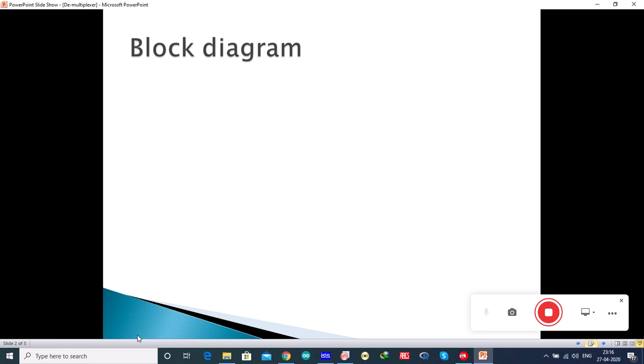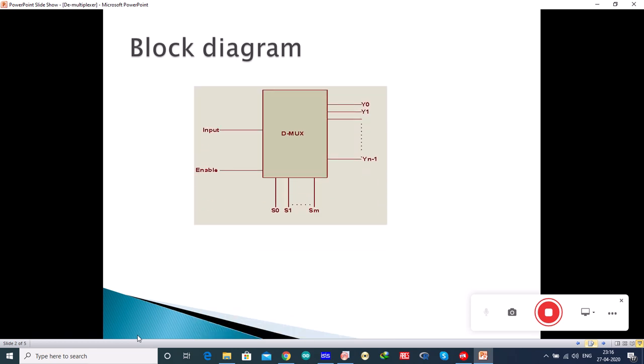This is a general block diagram of an m by n demultiplexer which has m select lines and n output lines, one input. You can see here that we also have enable input which decides circuit to be operational or not. If enable equal to 0, circuit is not operational and all the outputs are zeros. And if enable is high, that is 1, the data from input is transferred to any one of the output depending on the selection line value.